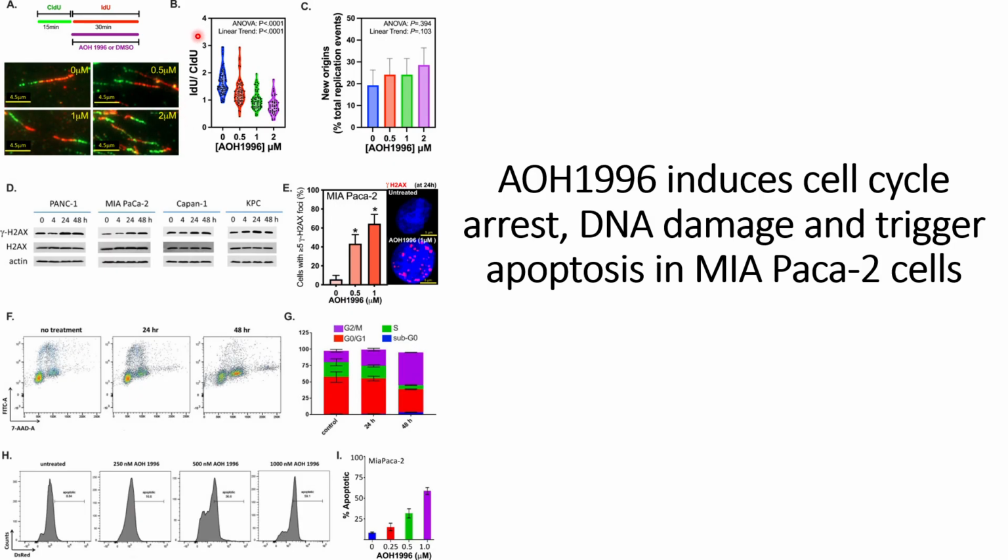When they quantify the ratio of CIdU to IdU, they see that with dose dependent increase in AOH1996, there is a change in the ratio, indicating that the IdU amount is lower, which is an indication that replication fork stalling happens with dose dependent increase in AOH1996.